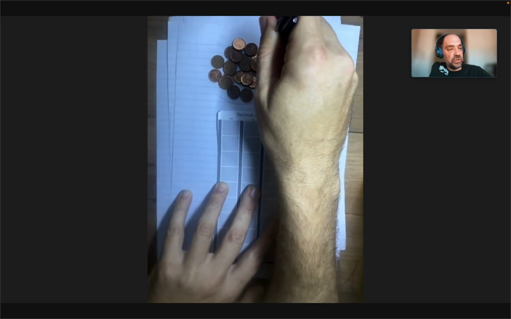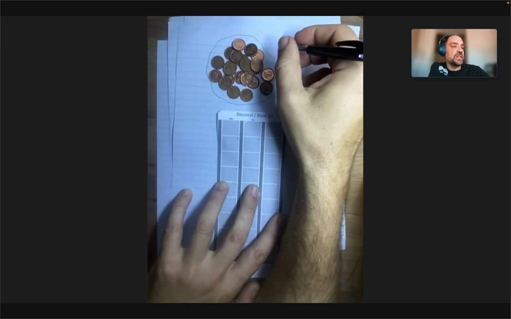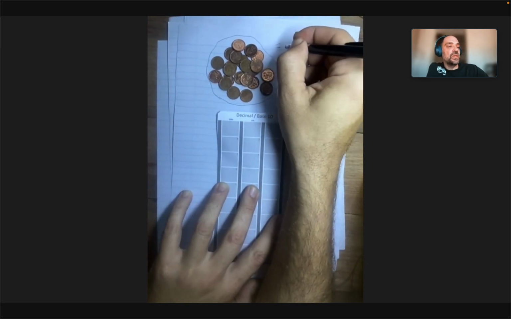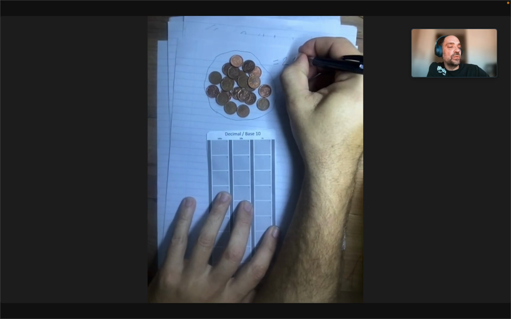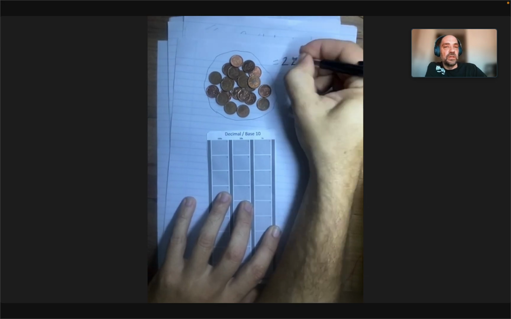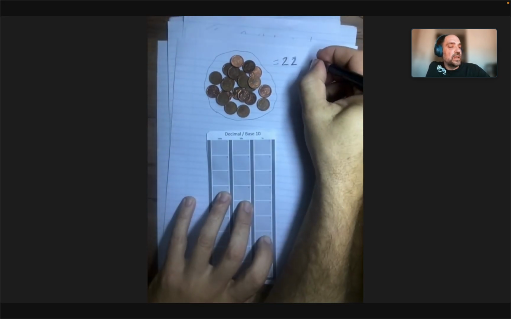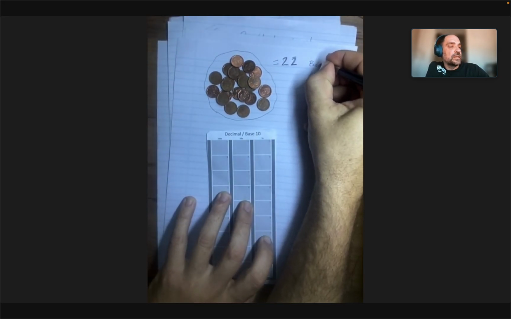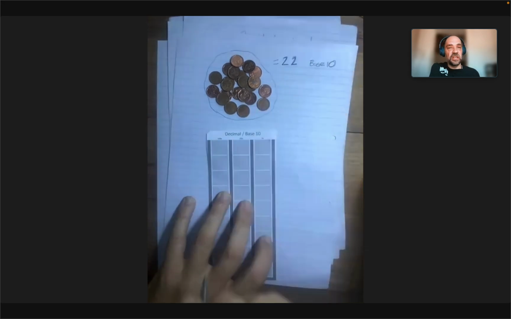Let's make a circle there, and I'm just going to say this equals 22. Oopsie, that's a bit untidy. Sorry, I'm writing at a weird angle. This equals 22 in the base 10 counting system, okay?